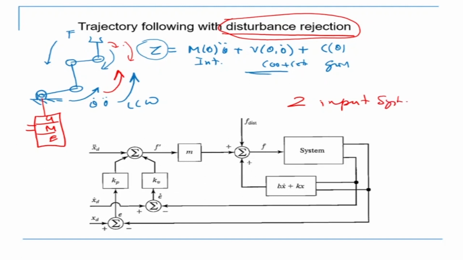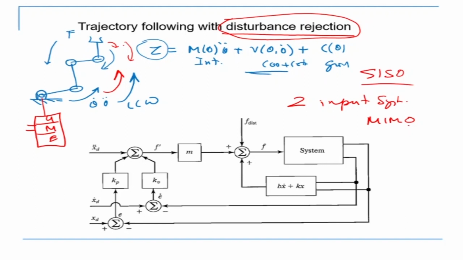So far, whatever control system we have been drawing is a single input, single output system, what we call a SISO system. But this one is a multi-input, multi-output system. It has two inputs and it has one output.